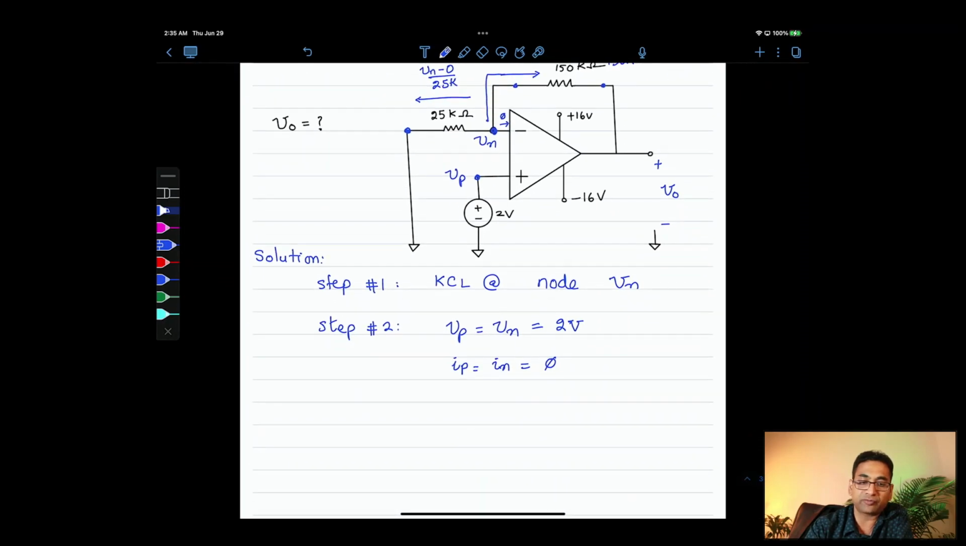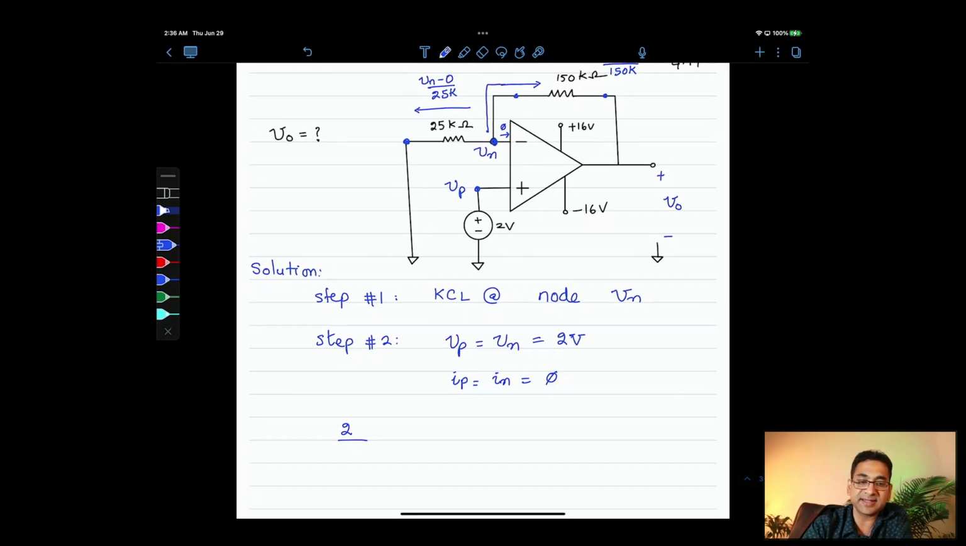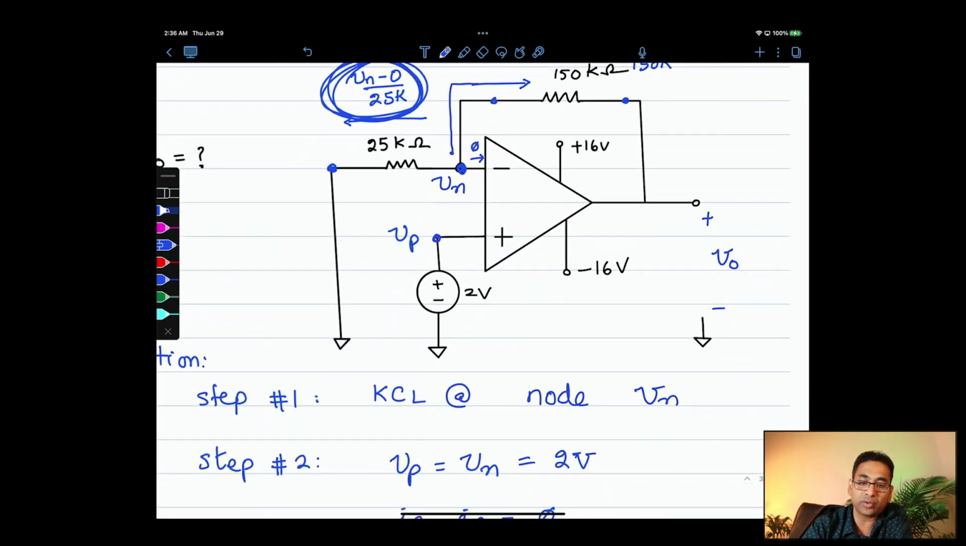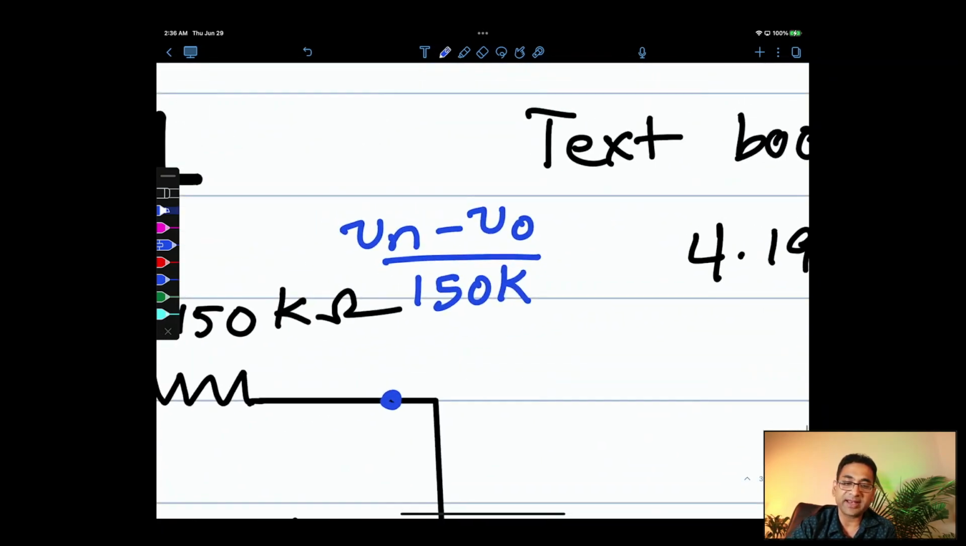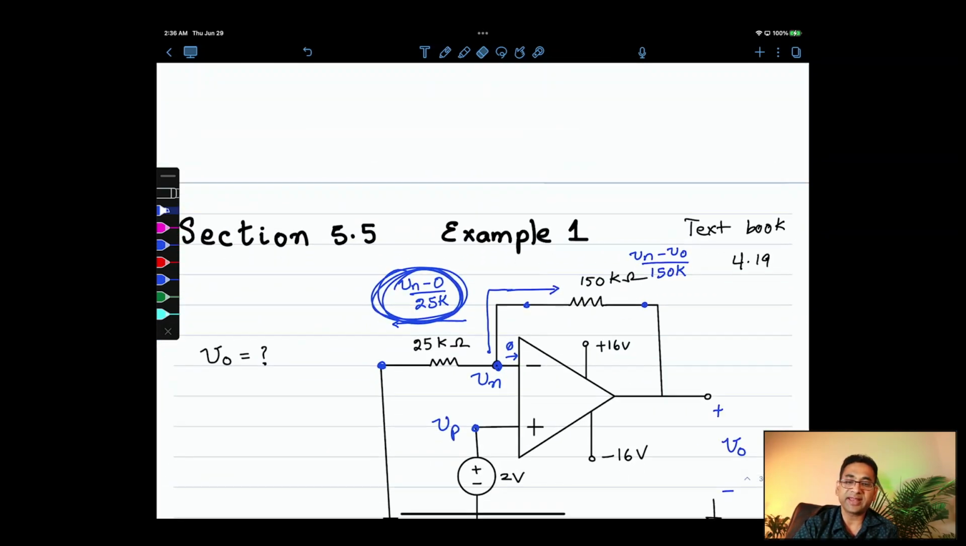So let's add all of those. Vn is 2, which is given to be Vp. Vn minus 0, that is 2 divided by 25 kilo, plus 2 minus Vo divided by 150k, all of that equals 0. How did I get this? Because it is Vn minus Vo over 150 kilo ohms, and I know Vn is 2.